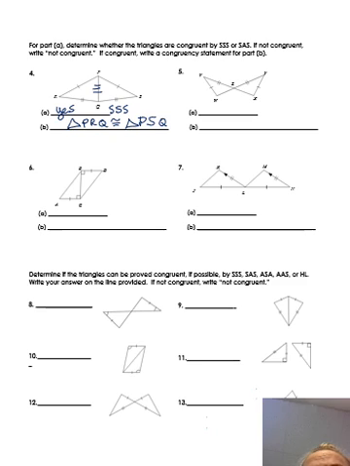In number 5, part A, okay, I need to figure out if I have some kind of congruence. Now notice that the third side of my 2 triangles does not have any tick marks.